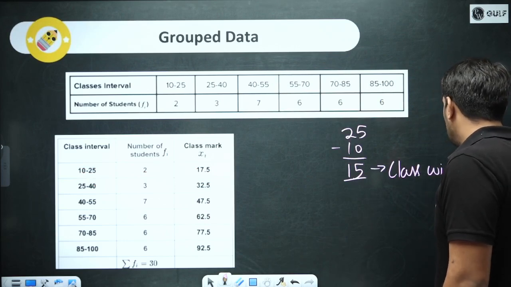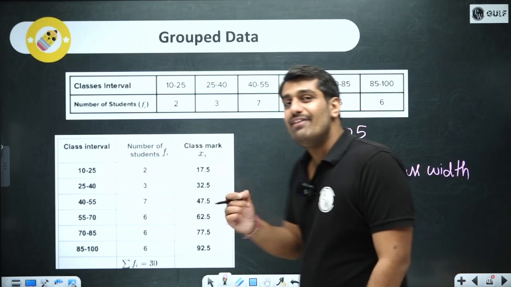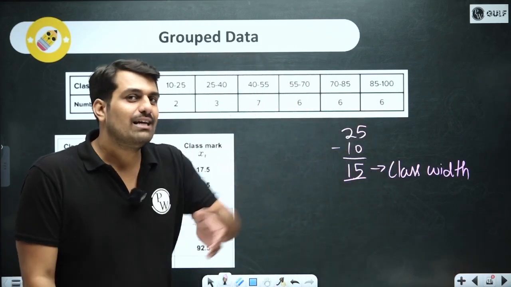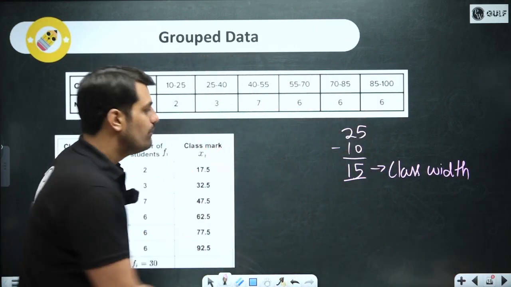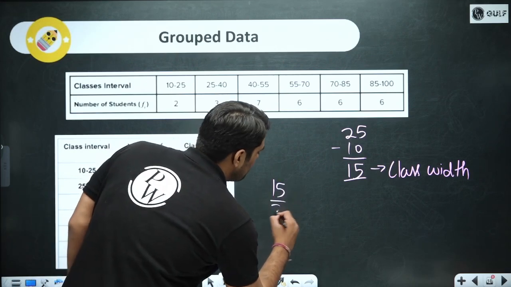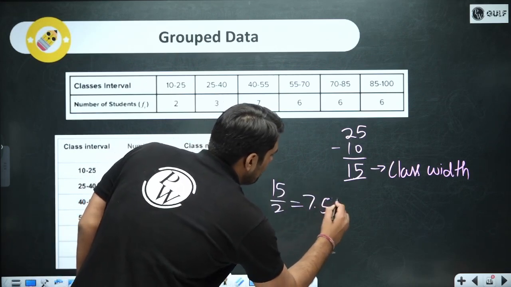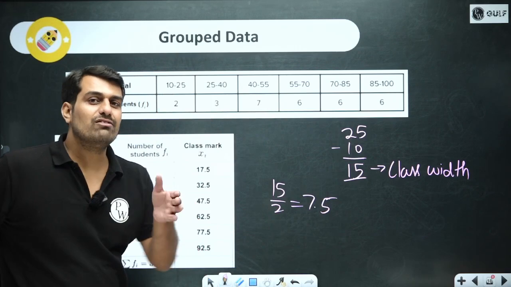What do you need to do? You have to basically find the mid value. So take the class width and reduce it to half. So 15 by 2, that means 7.5. So this will be the mid value.